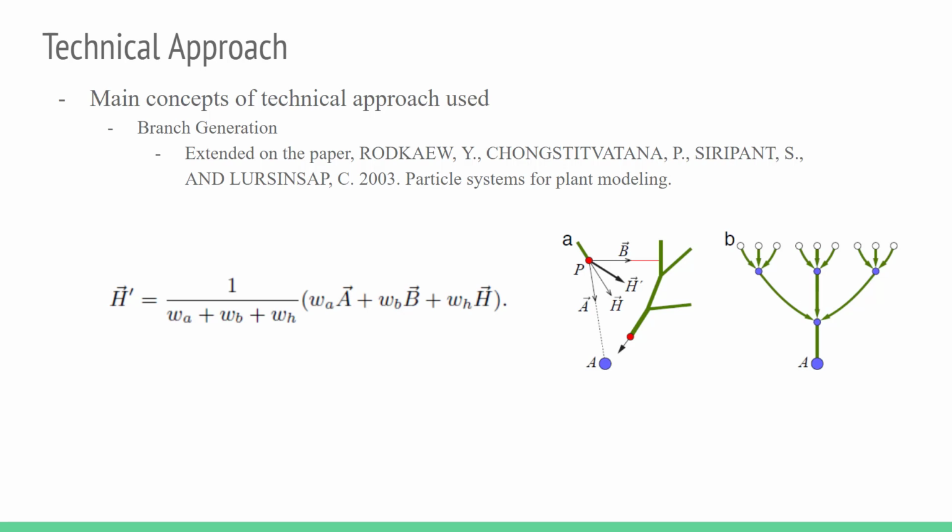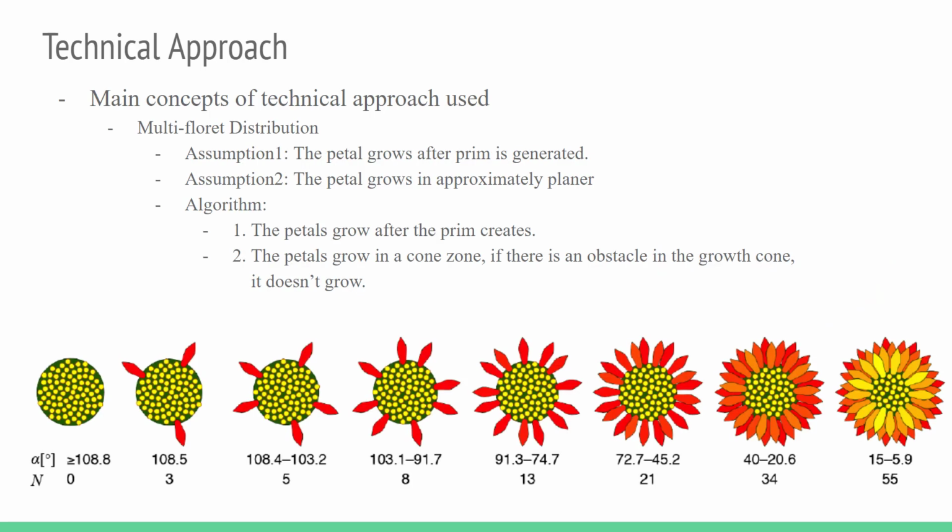For branch generation, it is extended on the Radó paper. It considers each floret as the particle, and the movement of the particle can generate the branch. We can use the equation to calculate the direction of the movement of each particle. It has three terms. The A term represents the direction from the particle to the base. The B term represents the direction from the particle to the nearest branch, and the H term represents the previous direction. When we weight it, we can get the new direction.